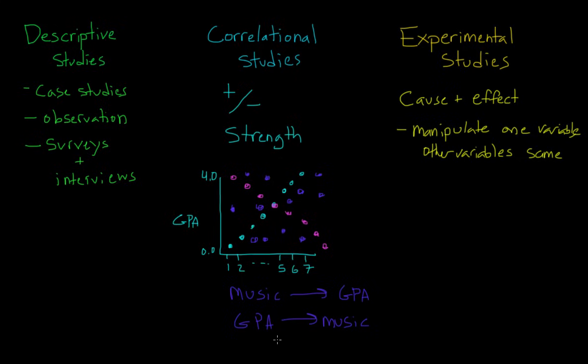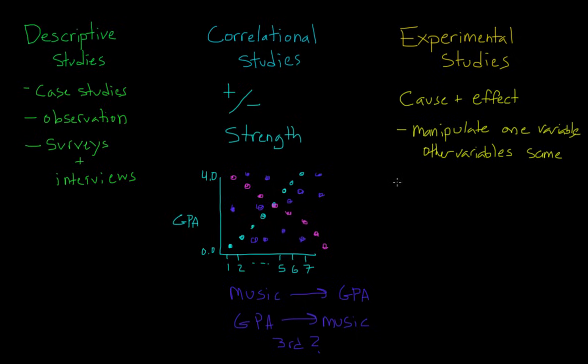Or maybe there's some kind of third variable that we don't know about that's driving all of this. Wow, I don't even know what that would be, and that's kind of the point. If there was a third variable that was somehow driving any of these correlations, we may not even know about it, and that's why we can't draw any conclusions about causation from correlational studies.